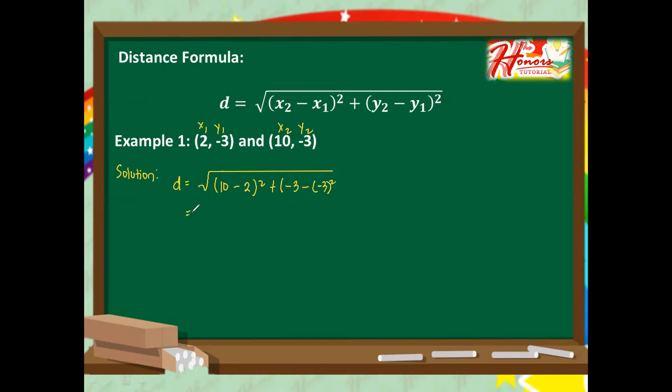Let's continue solving. So that is the square root of 10 minus 2, that is 8. So we have here 8 squared plus negative 3 minus negative 3. Negative times negative is positive, so plus 3 squared. Let's continue solving. So we have here the square root of 8 squared, that is 64.